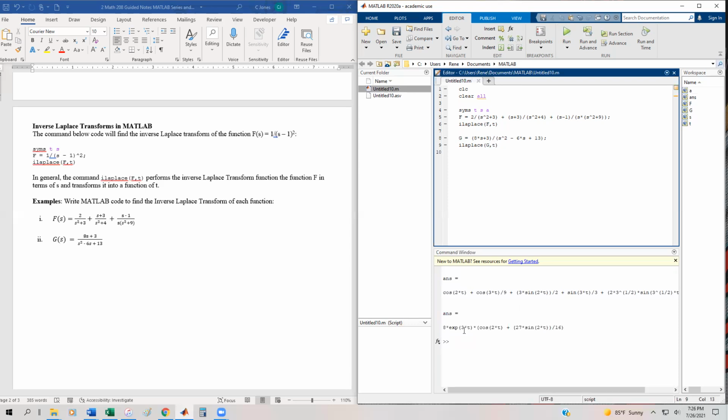Pretty cool that you can now utilize MATLAB to find Laplace and inverse Laplace transforms. And then going back to what we did in the first couple of videos, the series solutions of some of these differential equations.